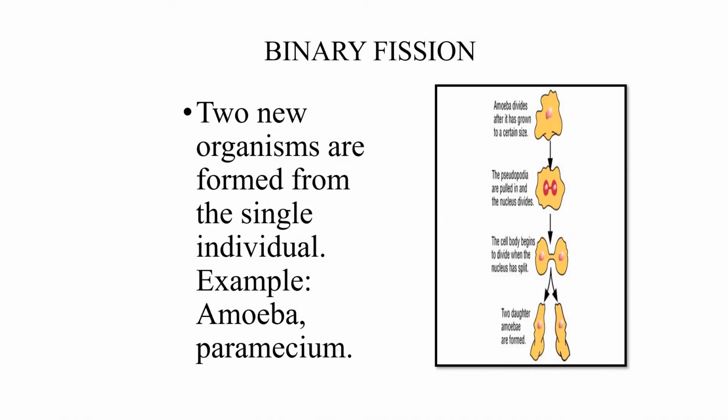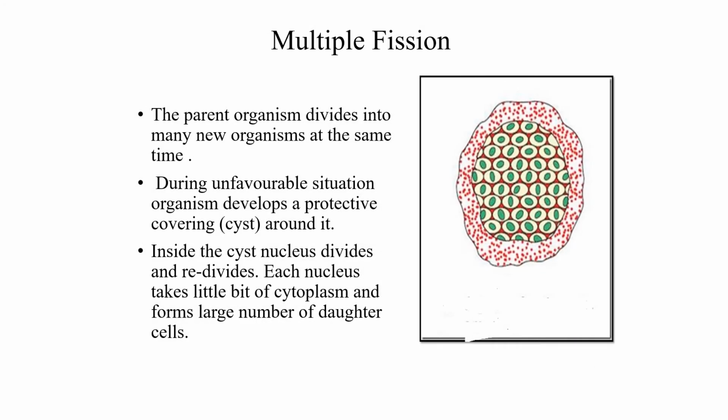Binary fission. Here you can see this amoeba, the nucleus divides into two. Then that is followed by cytoplasmic division. Then we are getting two offspring. So two new organisms are formed from a single individual. Best examples, amoeba, paramecium. In multiple fission, the parent organism divides into many new organisms at the same time.